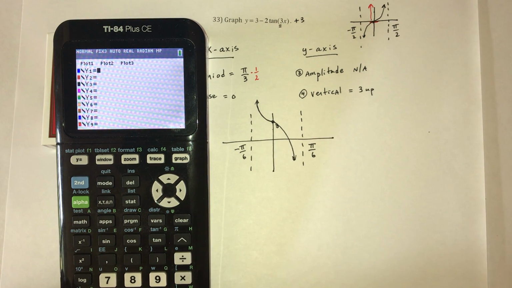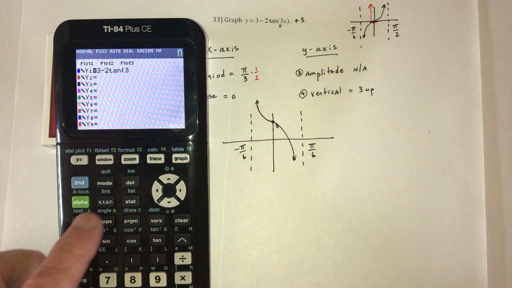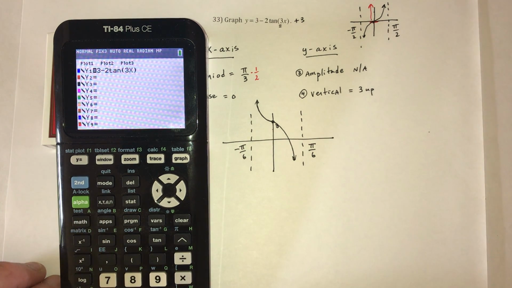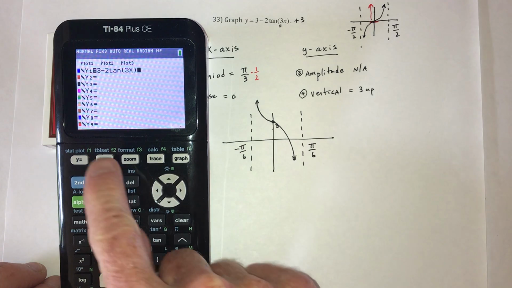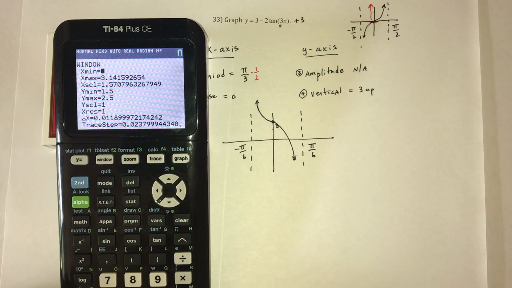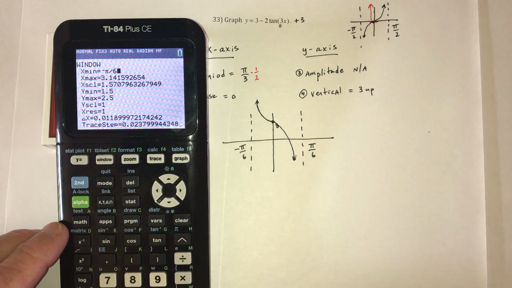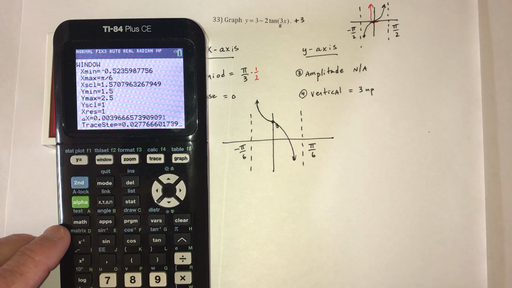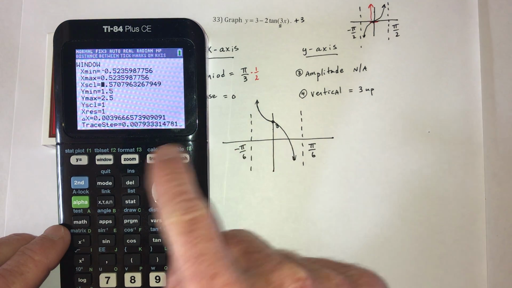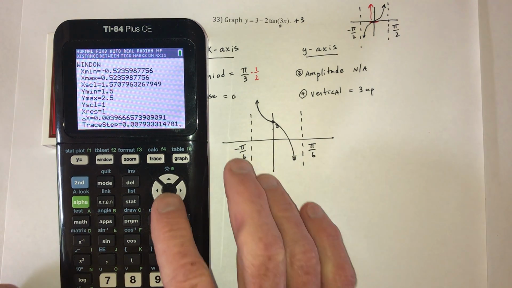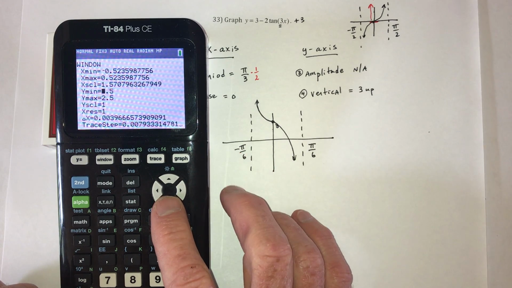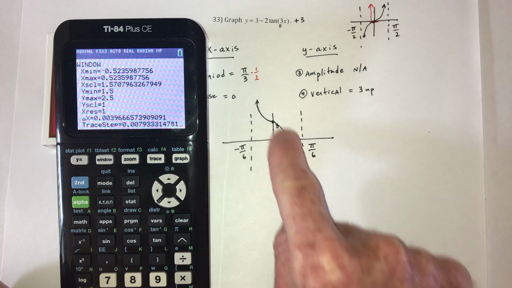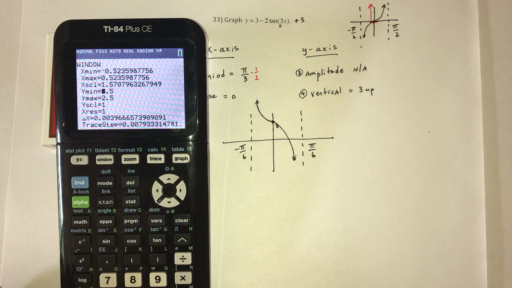So y equals 3 minus 2 tangent of 3x. Now change the window to look like this. Go from negative pi over 6 to positive pi over 6. And this part, the scale doesn't really matter, so I'm just going to leave it the way that it is. And because this is going to infinity and negative infinity, I should probably put big numbers like negative 20 to positive 20.